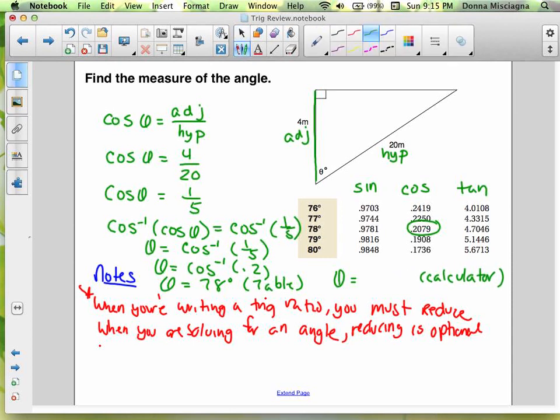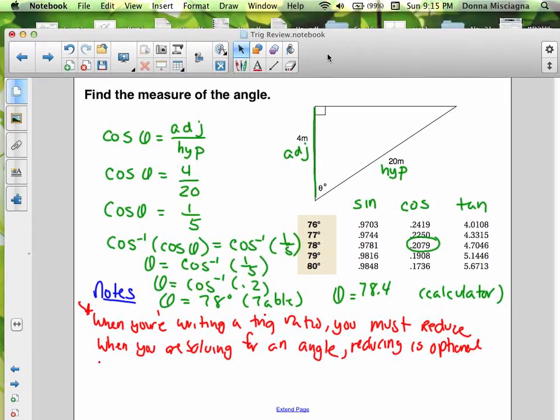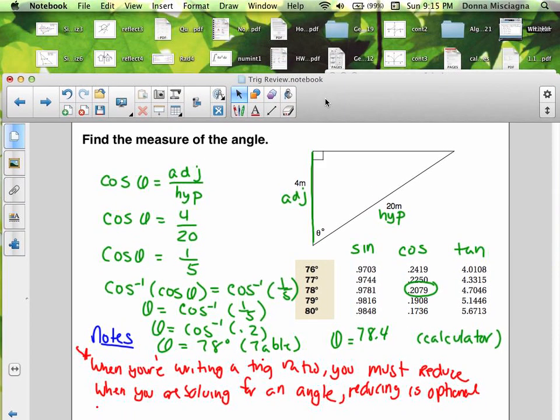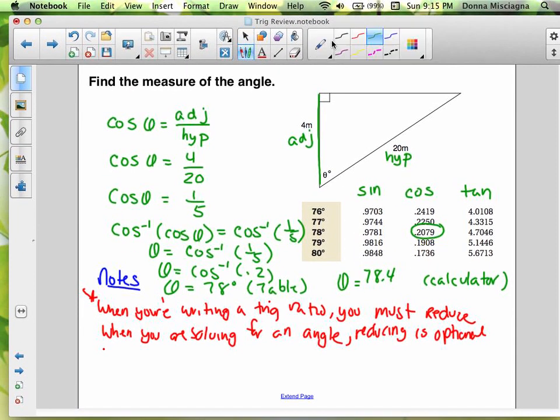Let's get our value here. 78.4. What was the last decimal? Was it 43? No, 46. 78.463 degrees. And there we go.